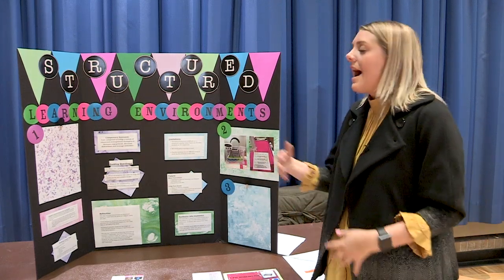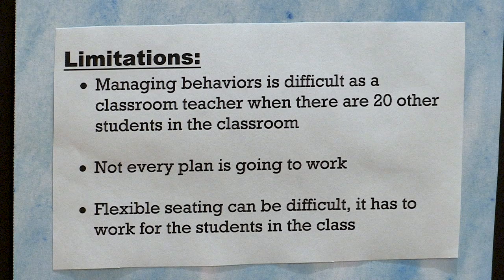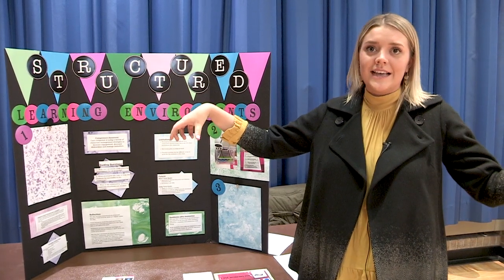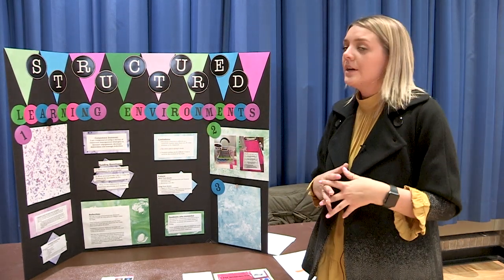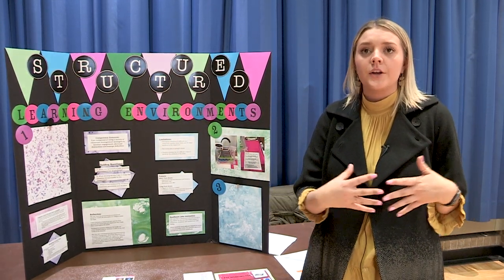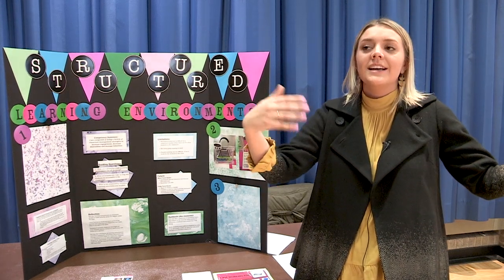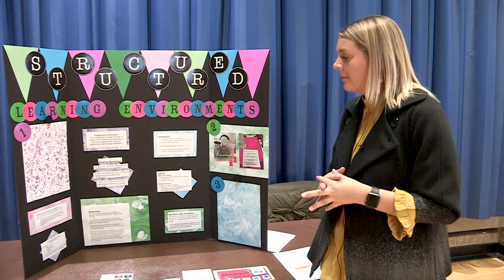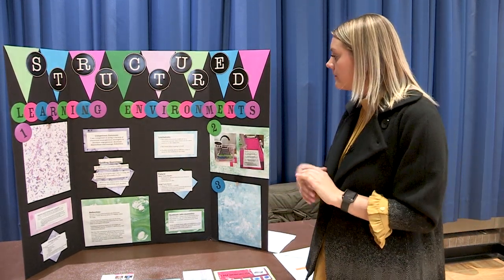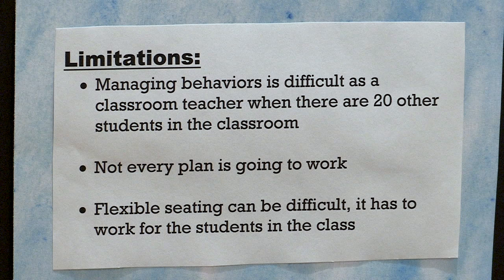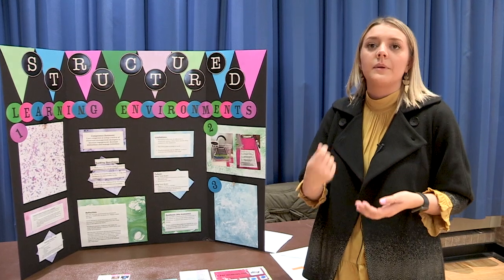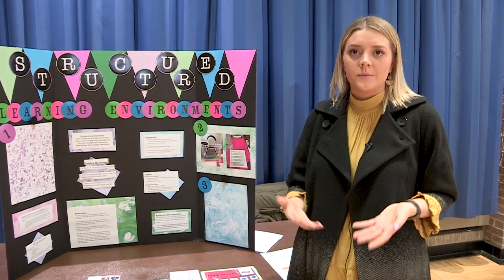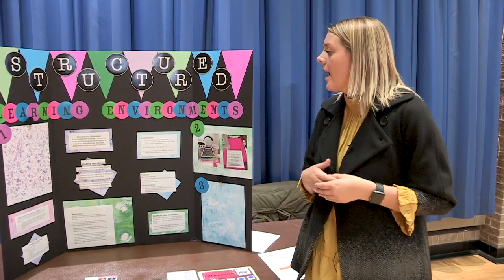My limitations that I found is managing behaviors can be really difficult. When a classroom has 20 students in the room and 1 student is having a difficult time, you need to put those supports in place so that you're able to give that whole group instruction and that 1 student or a couple students are still able to be a part of the classroom in the least restrictive environment. And I also found not every plan is going to work. You can go from plan to plan to plan. You need to find that one plan that is really going to support that student and help that student learn.